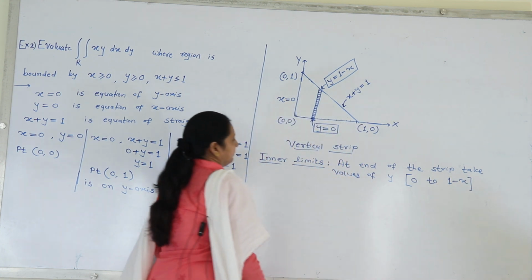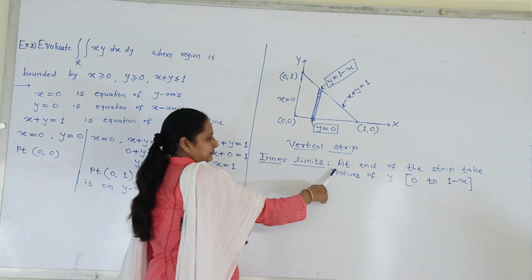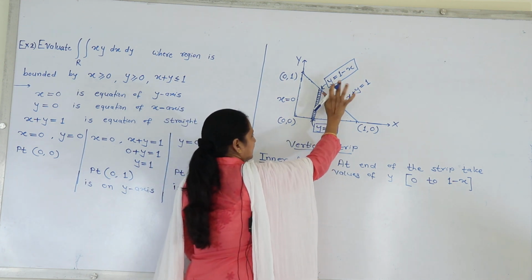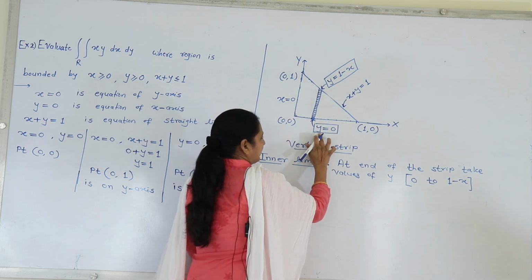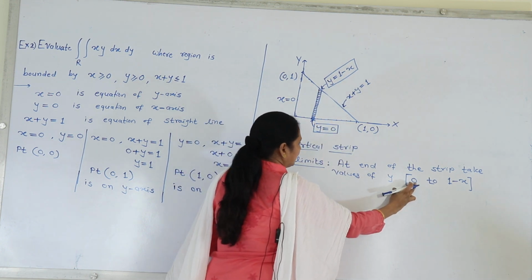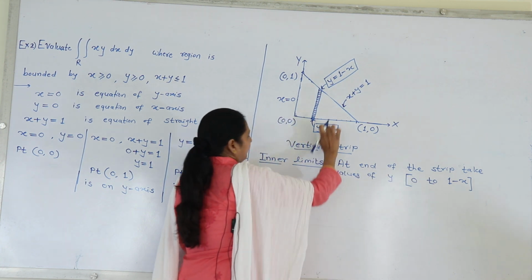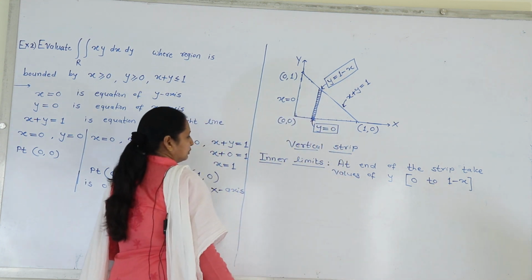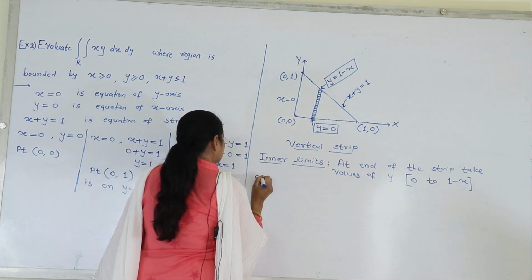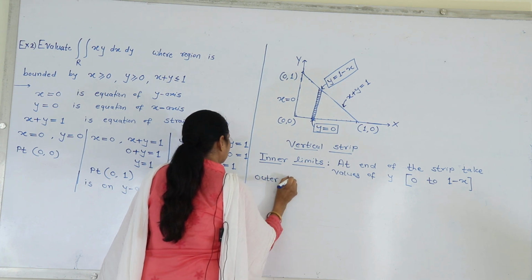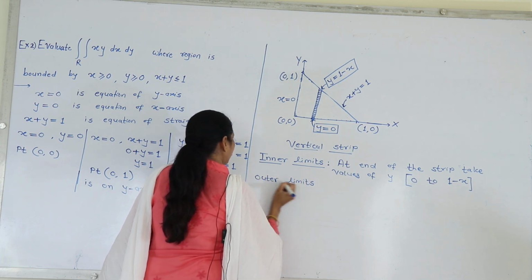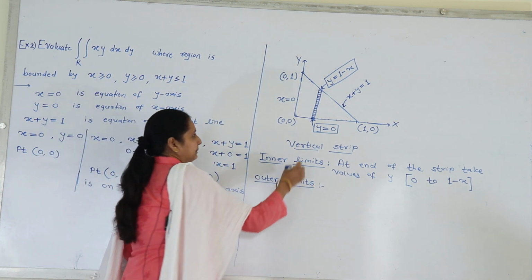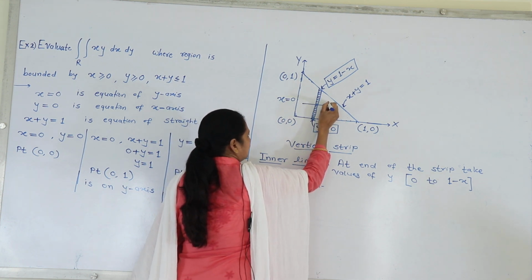Inner limits mean the values of y at the ends of the strip: the lower end means the lower limit, and the upper end means the upper limit. The lower limit is y equal to 0, so the lower limit of the strip is 0. The upper limit is y equal to 1 minus x, so the inner limits are 0 to 1 minus x. Outer limits are always constant. Now this strip is a moving strip.